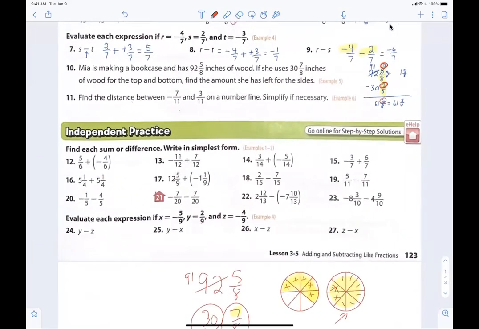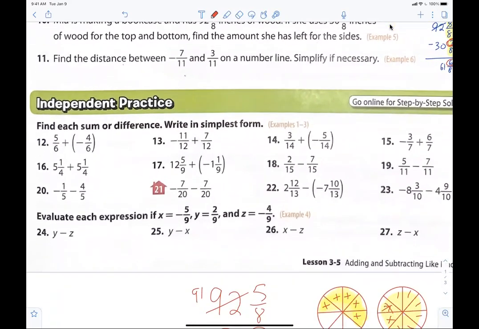All right. Sophia. Find the distance between negative 7/11 and 3/11 on the number line. So what do you think it is? Negative 7/11 or 3/11 minus negative 7/11. Which is what?